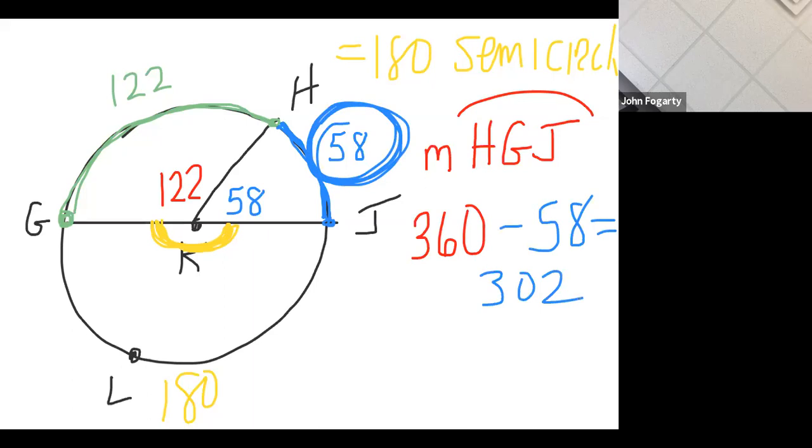So just like the central angles have to add up to 360, all the arcs have to add up to 360 because that's what the circle is, right? Let's do one more before I cut you loose so you can enjoy your weekend, all right?